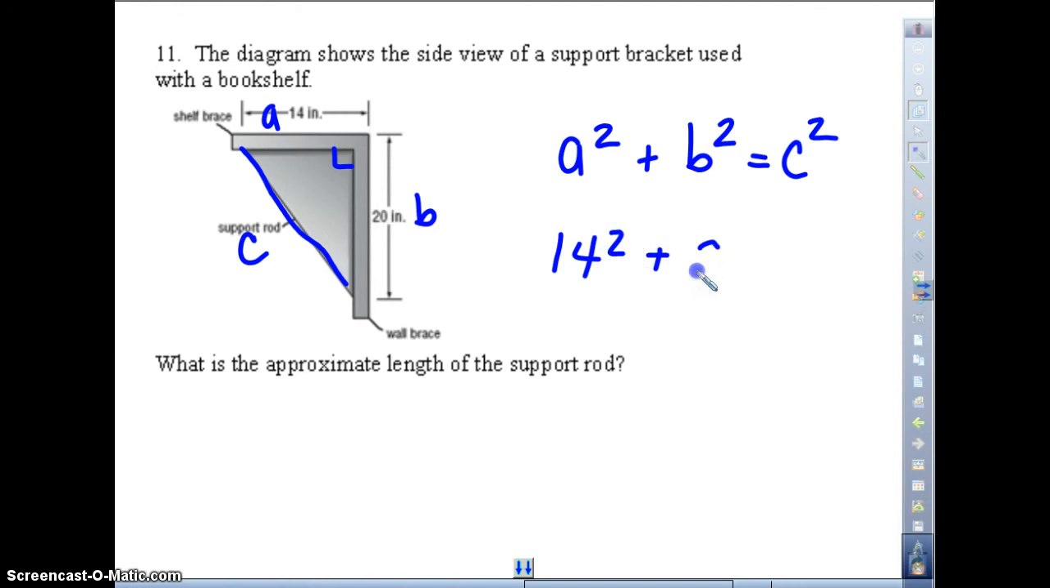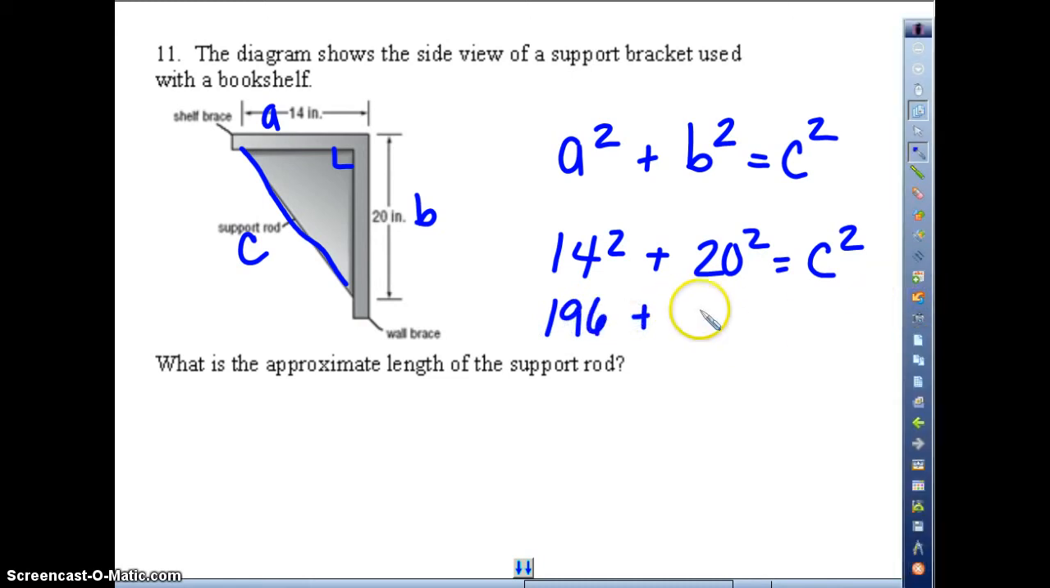Plug in what you know and calculate what you don't. 14 times 14, 20 times 20, add it together.